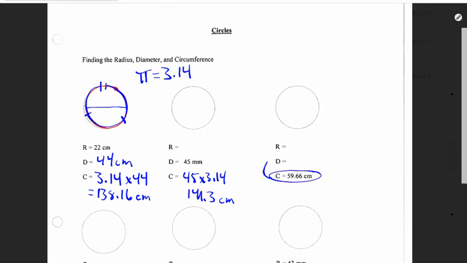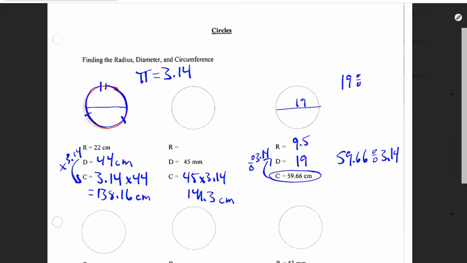Okay. If I were given this number and needed to go backwards, well, if I'm timesing by 3.14 to get that, going backwards I'm going to divide by 3.14. So I'm going to take 59.66 on my calculator and divide it by 3.14. 59.66 divided by 3.14, and I get 19. And if the diameter is 19, the radius is half of that, which is 9.5. If you can't do that, just take your calculator and divide by 2.